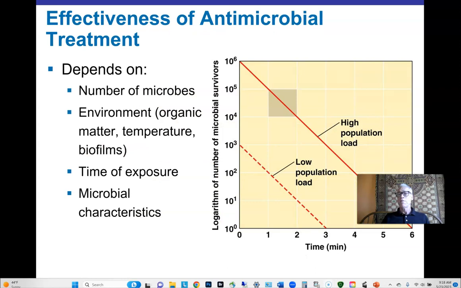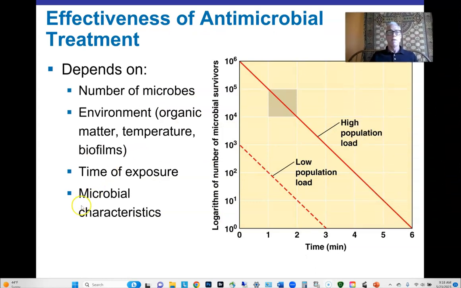The effectiveness of an antimicrobial treatment depends on a number of things. It depends on how many microbes you have to start with. If we have a very large number of microorganisms, it's going to take a lot more minutes of time to kill them than if you have a smaller number. Here we started out with only 1,000 microbes, and in 3 minutes' time we may have killed off 99% or more of those bacteria, whereas we start with 1,000,000. In 3 minutes we still have a significant number of bugs left.